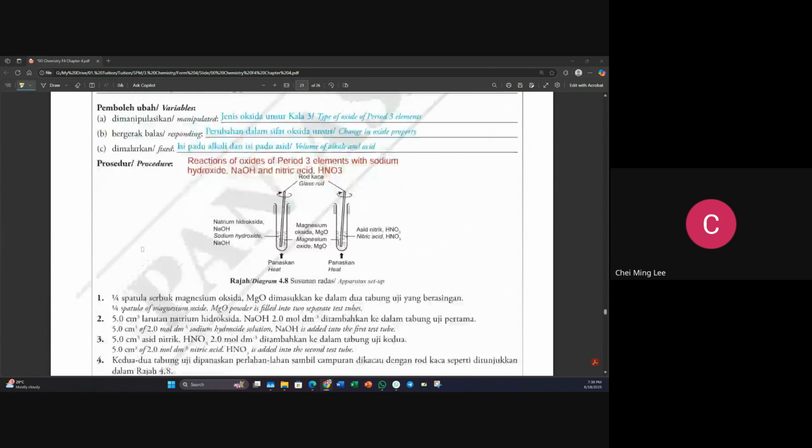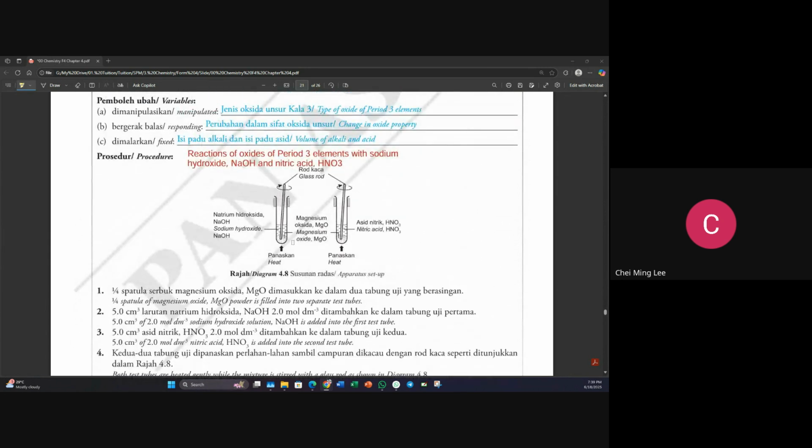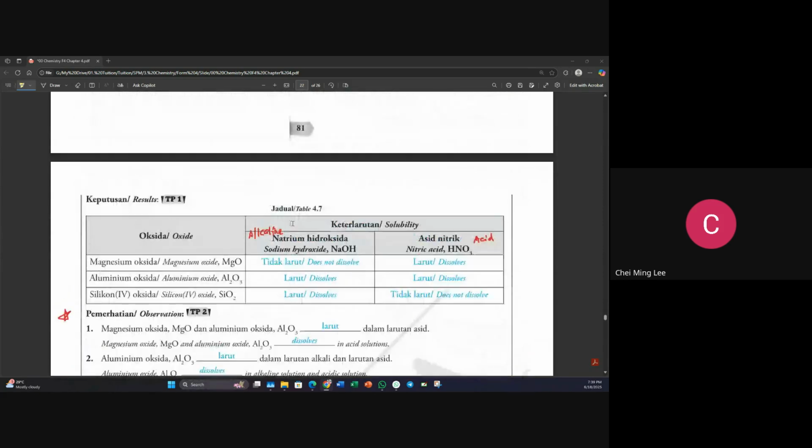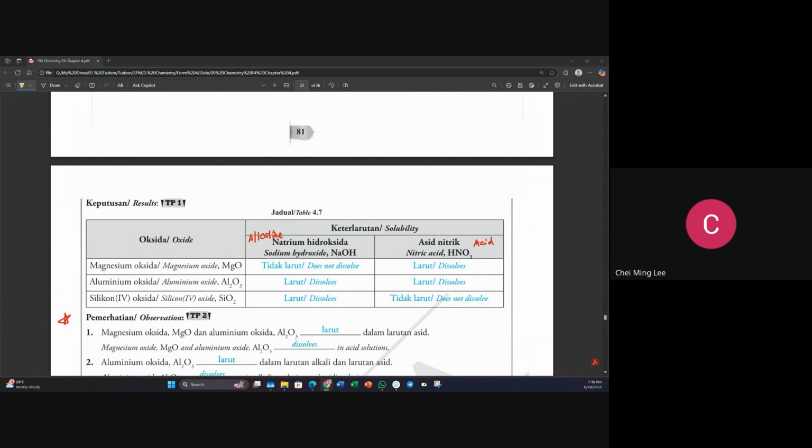All right. So let us see. Okay, this one doesn't need to. So what happened here is you see, when the magnesium oxide was put inside the sodium hydroxide, it does not dissolve in alkaline, because this is an alkaline. While aluminum oxide and silicon oxide will dissolve. While when they put inside acid, the aluminium and magnesium dissolve, but the silicon oxide does not dissolve.